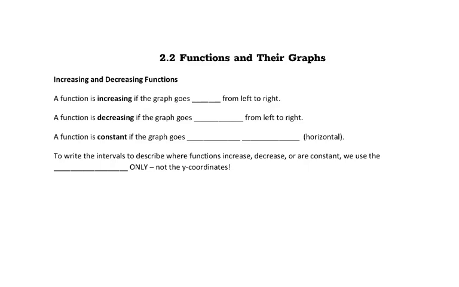In this section, we'll look some more at functions and their graphs. A function is increasing if it goes up from left to right, and it's decreasing if the graph goes down from left to right. We always read graphs from left to right, just like you read a book. A function is constant if it goes straight across.